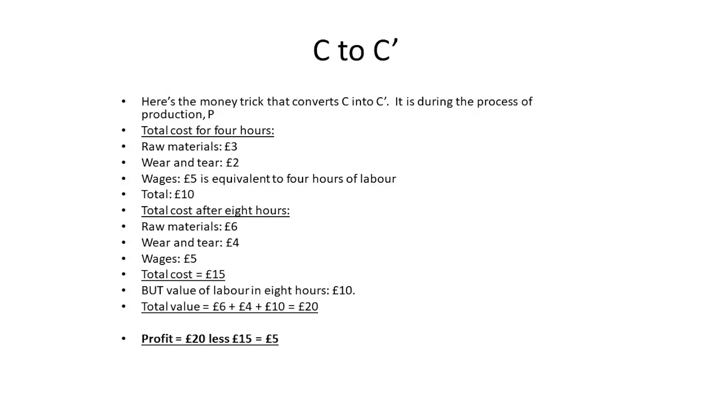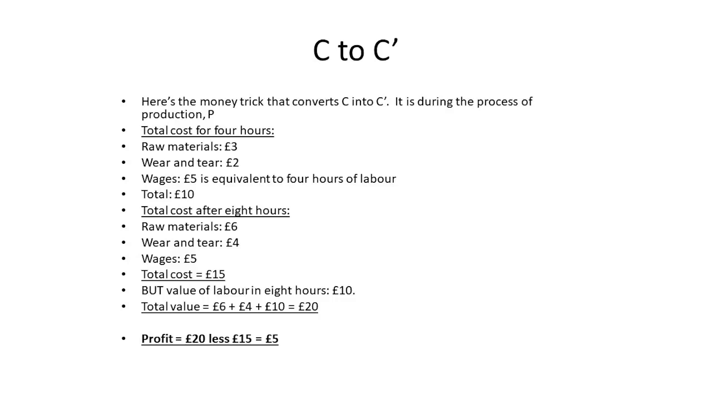But here's the trick. I make you work not just 4 hours. I make you work 8 hours for £5, because I sign a contract with you for £5 and you're able to live on that just about, or maybe even reasonably well. Who knows? It depends on the social custom of the country. But I actually get you to work 8 hours. Now the total cost after 8 hours: raw materials has doubled, an extra 4 hours of raw materials. Wear and tear is £4, doubled as well. But I'm still only paying you £5 in wages because that is agreed in advance. Sorry, can't change it now. And the total cost there is £15. But the value of the labour in 8 hours is now £10.